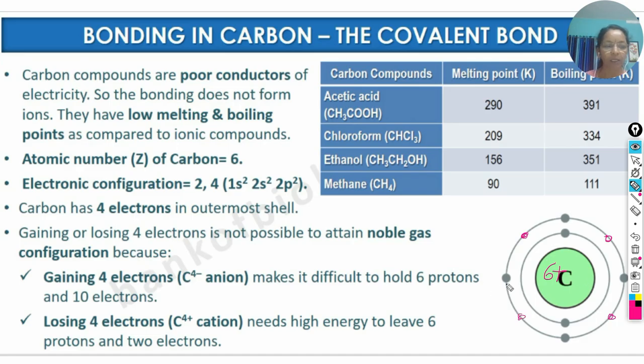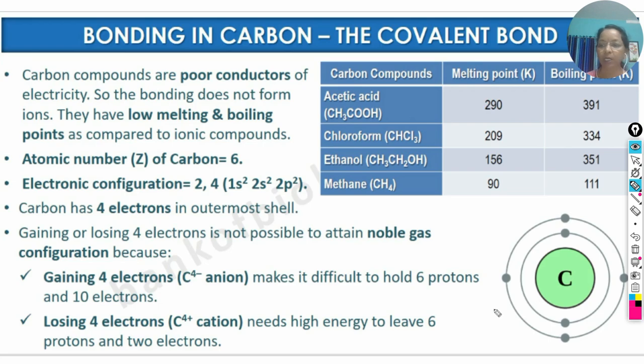Okay, and losing 4 electrons needs high energy. If it wants to lose these 4 electrons shown in the outer shell, they have to be removed. Okay, that is going to be very difficult because the 6 protons are holding the electrons strongly, and to remove those 4 electrons we need high energy. So both possibilities are difficult for carbon.